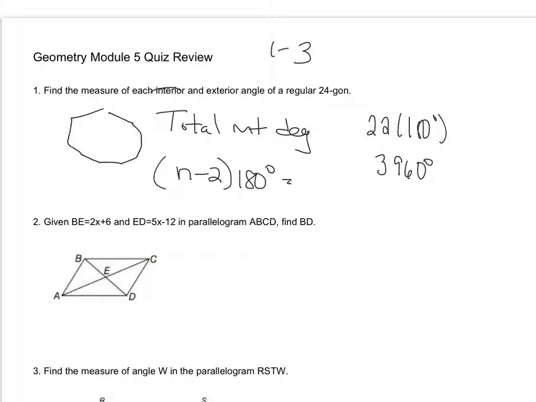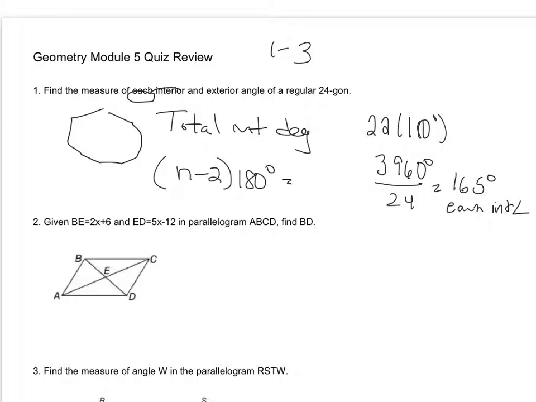So it wants to know each interior angle, so we'll just divide this by 24, because since it's regular, they're all the same. So if I divide that by 24, I get 165. So this is each interior angle.